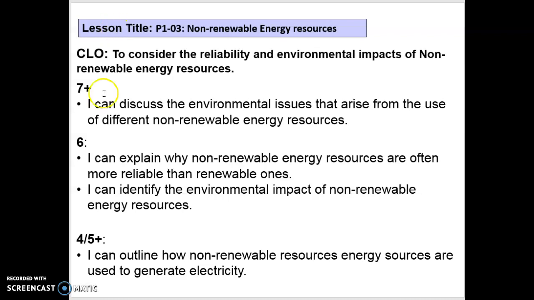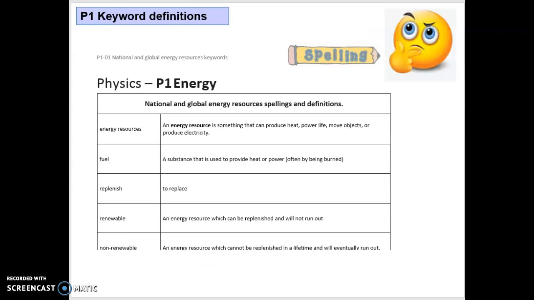Okay, all right, and don't forget your word list, because your word list is really important. Okay, all right. So using the words correctly in the exam makes it much easier for an examiner to award you marks, and that's what we're looking for.